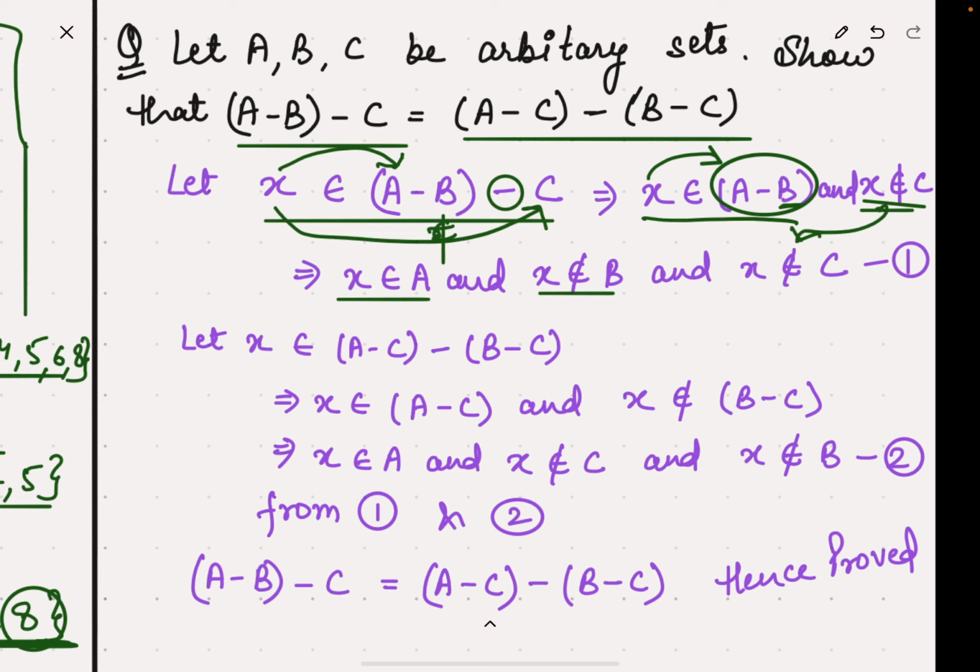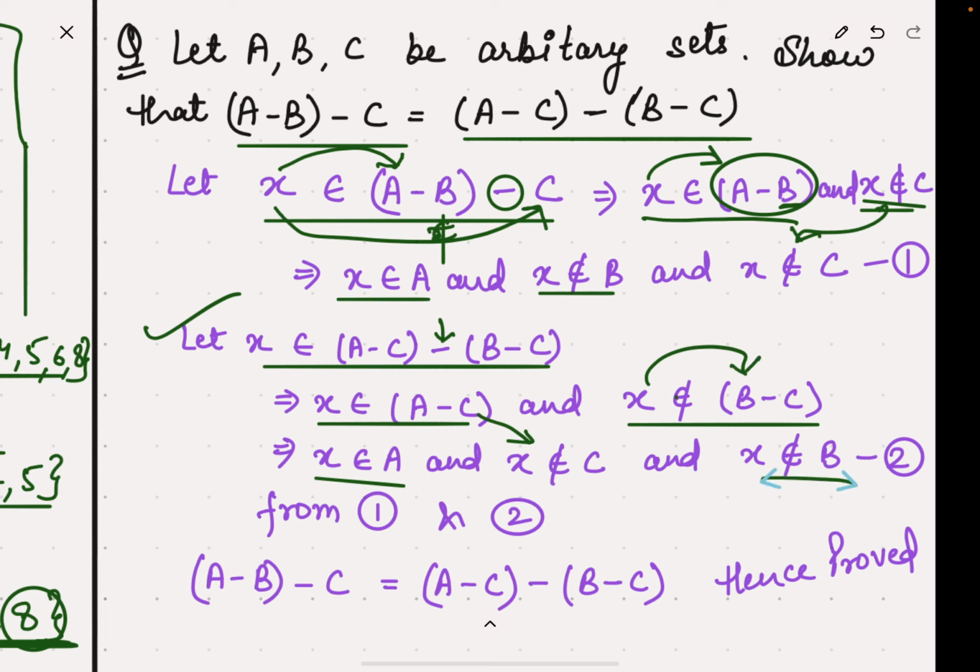Now just leave this part here and start taking X belongs to RHS. If X belongs to this, then X belongs to A minus C, and because there is a minus sign, X does not belong to B minus C. Now just open up the bracket. X belongs to A and X does not belong to C, X belongs to B, X does not belong to B. And we don't need to write again that X does not belong to C, because it is already present in this step. So from the first and second, because both are the same, we can say that LHS is equal to RHS.